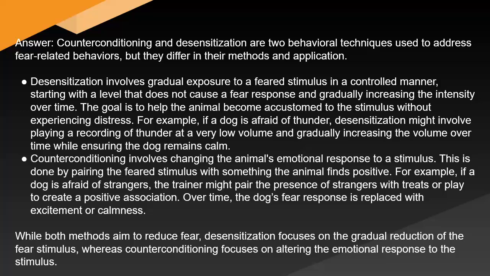Counter-conditioning involves changing the animal's emotional response to a stimulus. This is done by pairing the feared stimulus with something the animal finds positive. For example, if a dog is afraid of strangers, the trainer might pair the presence of strangers with treats or play to create a positive association. Over time, the dog's fear response is replaced with excitement or calmness.